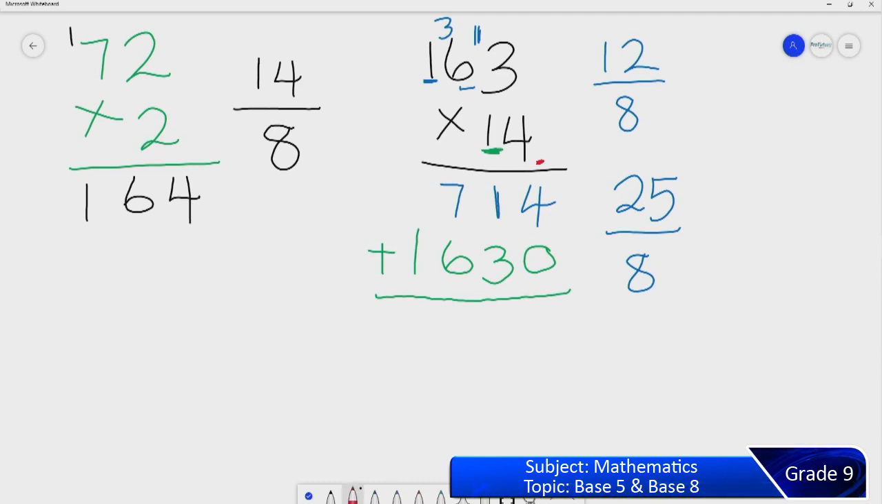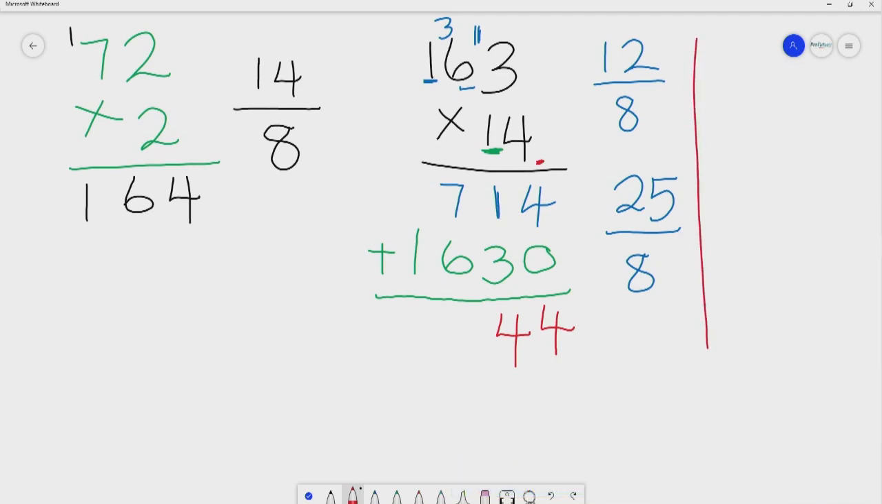Next, we just add. 4 plus 0, 4. 1 plus 3, 4. 7 plus 6 is 13. Let me just draw this line. And we have to divide this by 8. So 8 into 13. 8 goes into 13 one time. And we would have 5 remaining.